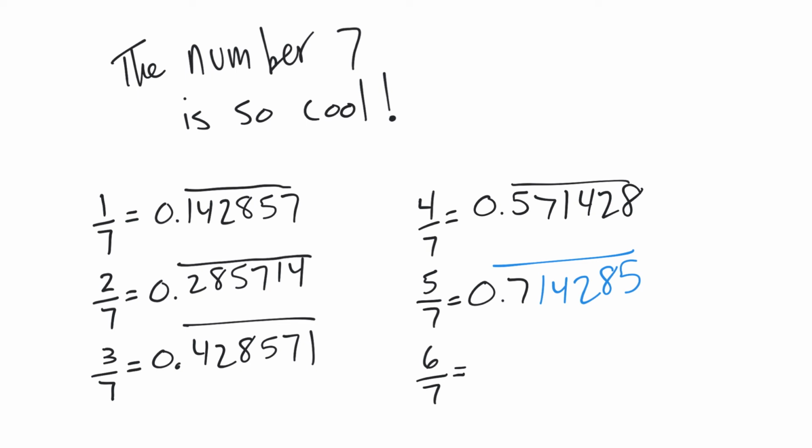Well, let me explain the pattern. It all comes down to this: 0.142857. See, 1/7 starts with the smallest of all the numbers. 2/7 is going to start with the next bigger number. The next bigger number in this group is 2. So it's going to be 2, and then check this out: 2, 2, 8, 5, 7, and then 1 and 4. See that?